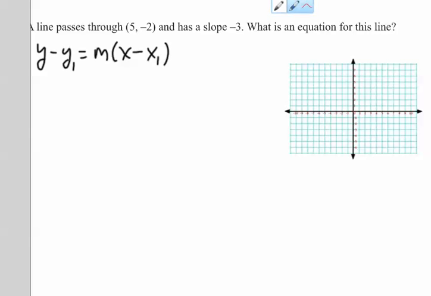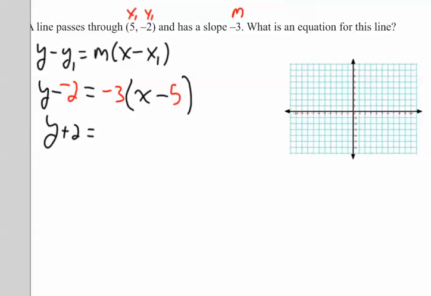So what I'm going to do is label my points. This is my x1, this is my y1, and then here is my m. So I'm going to fill in those blanks. I got y minus a -2 equals -3 times x minus 5. So now if I polish this up a little bit, it becomes y plus 2 equals -3 times x minus 5.